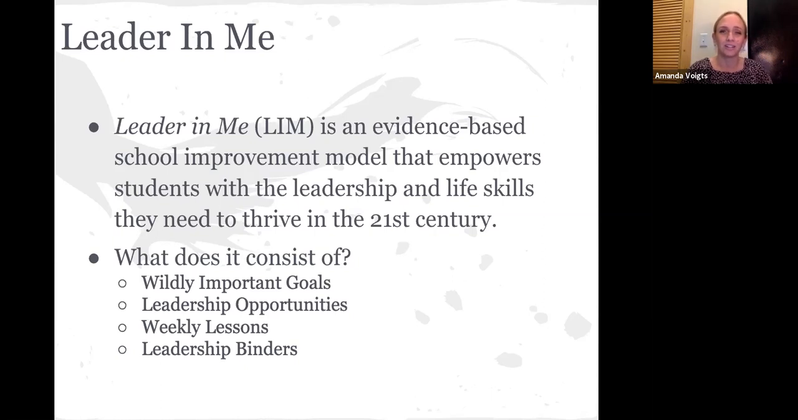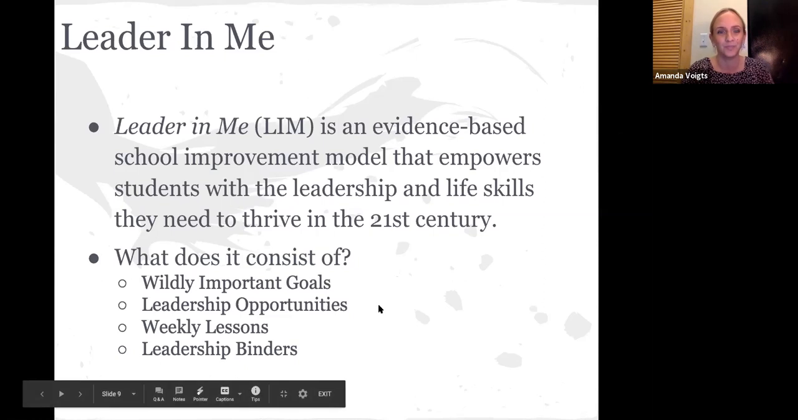It focuses on our 7 habits of successful and happy people, with a focus on wildly important goals and how we can backwards plan from those goals, providing students with real authentic leadership opportunities with student voice and choice, weekly lessons, and leadership binders that will help interweave those 7 habits into everything they do.